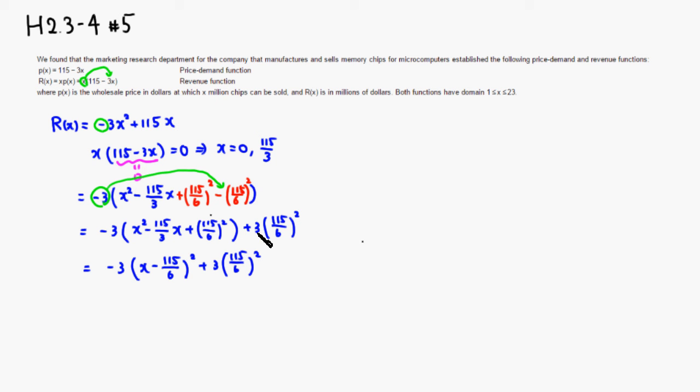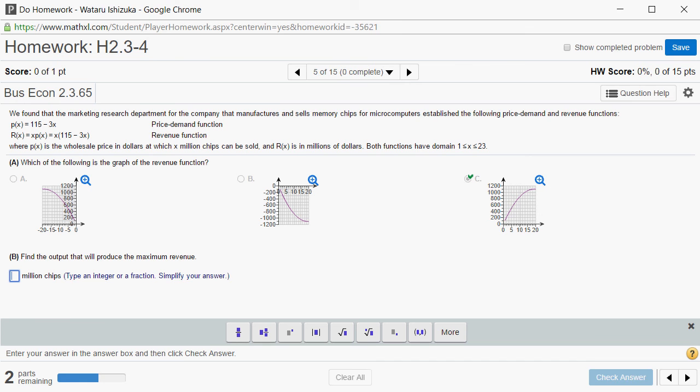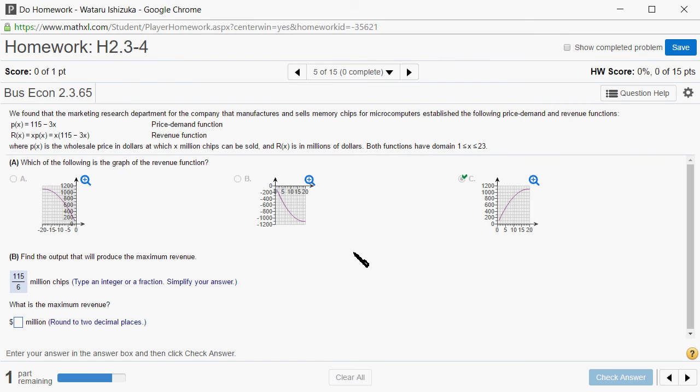So the x-coordinate is going to be showing up here, 115 over 6. What kind of number are they looking for? Type in an integer or a fraction. So this is going to be 115 over 6. Let's check the answer. Alright, got that.